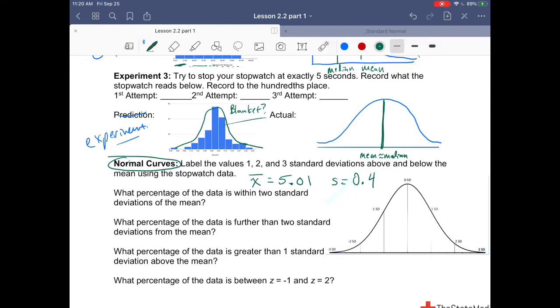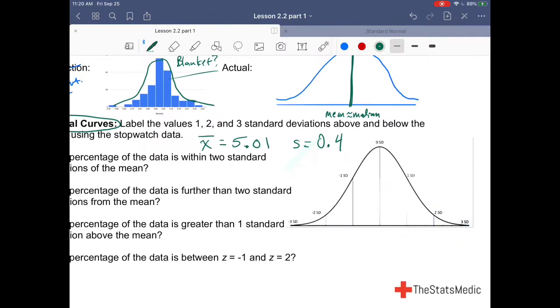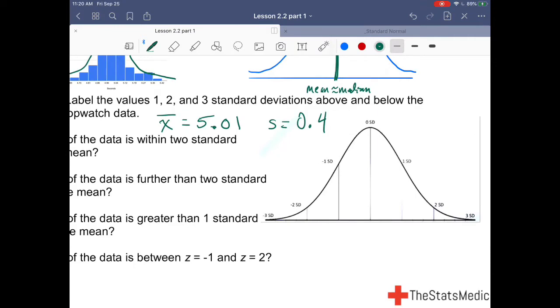So of all the submitted data for the stopwatch, the sampling mean was 5.01 and the standard deviation was 0.4. What we want to do is fit the mean and multiples of those standard deviations onto this bell-shaped curve down here. So 5.01 would live here in the center, and we've got some markers for 1, 2, and 3 standard deviations both above and beneath. So why don't you go ahead and pause that video and see if you can fill those in. And I'll do that from here.